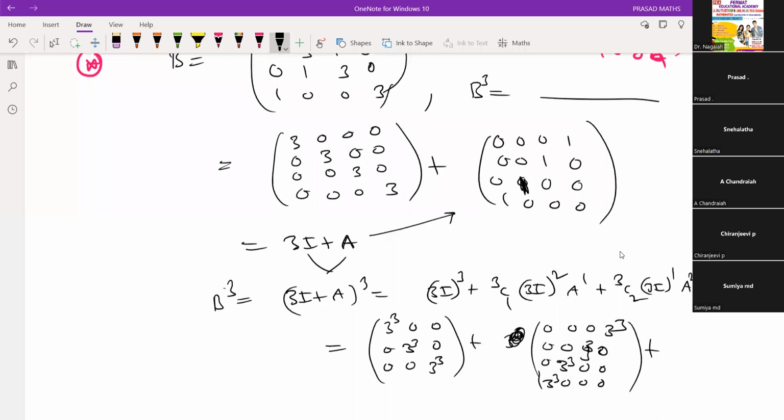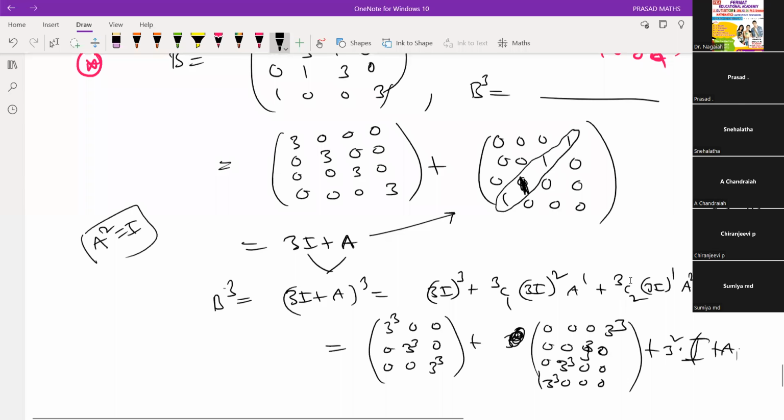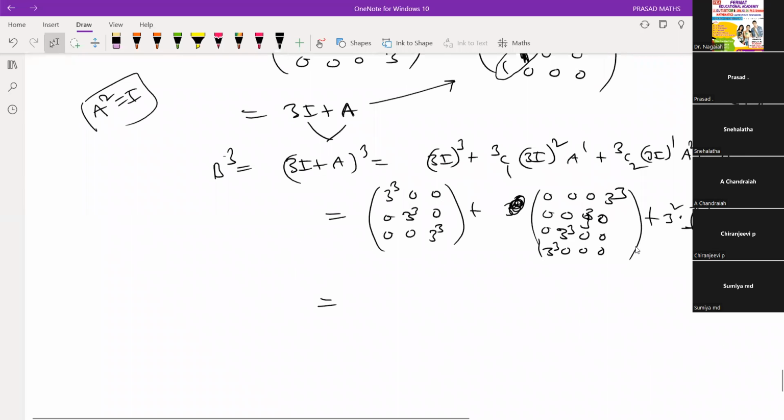Plus 3C2, which is 3, into 3 square into A square. What is A square? Anybody? A square is actually the identity matrix, because these are anti-diagonal elements. Therefore A square is equal to I. Similarly, what is A cube? A cube is nothing but A square into A, that means I into A, that means A is a matrix. Therefore one can easily get it, so this is nothing but 3 power 3 times the identity.